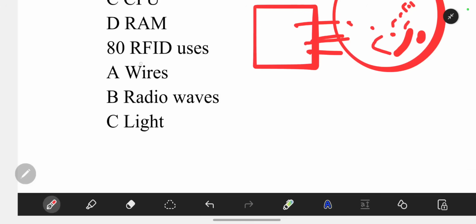Our next one is RFID, which is the radio frequency identification. This one uses radio waves. In unit 6, I explained this further.